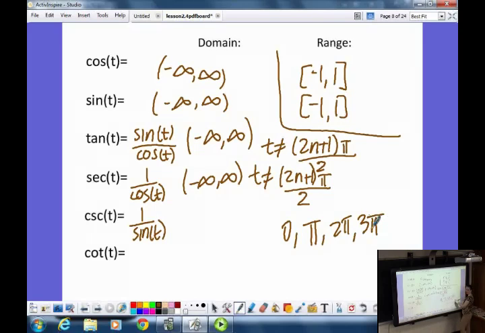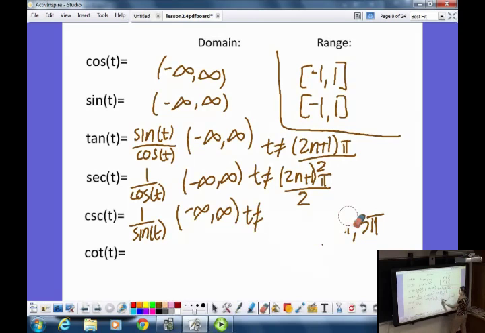What's this pattern? Yeah, you're adding 1. So, I'm going to have all reals, but t can't equal any n times pi. N is any integer. So it can't equal 0 pi, 1 pi, 2 pi, 3 pi. Can't equal negative pi or negative 2 pi.